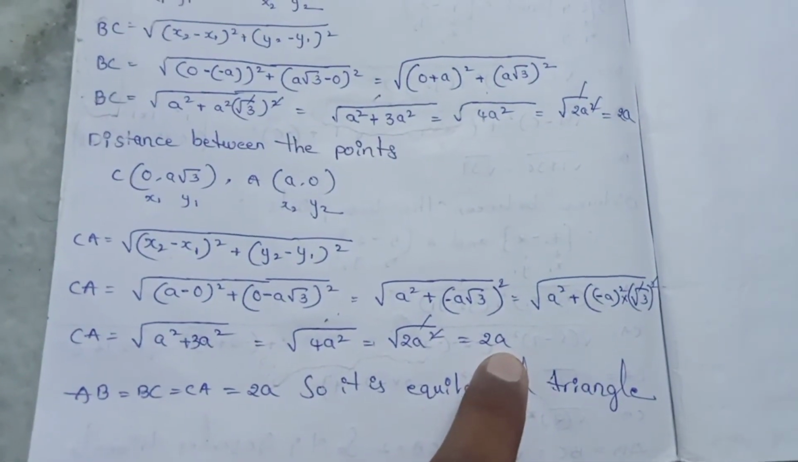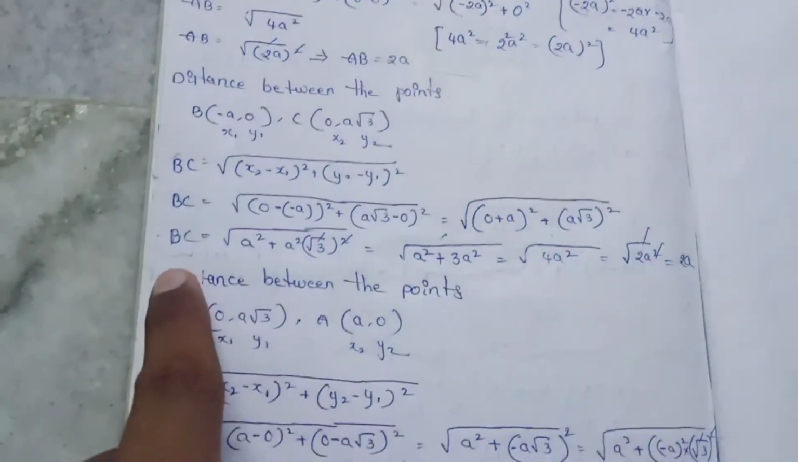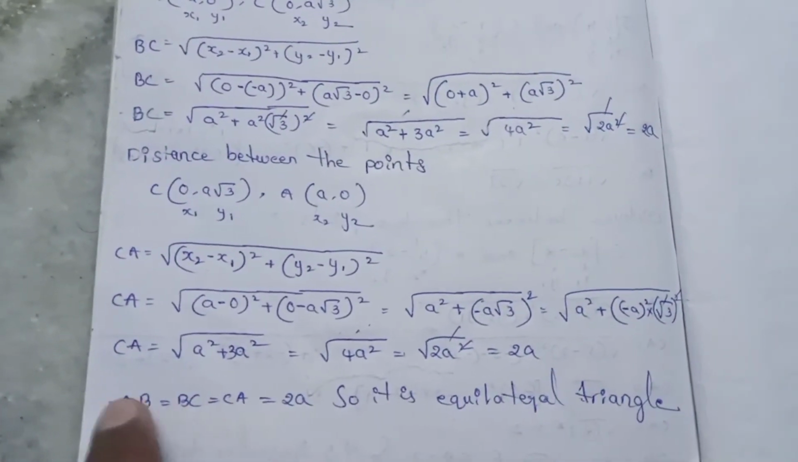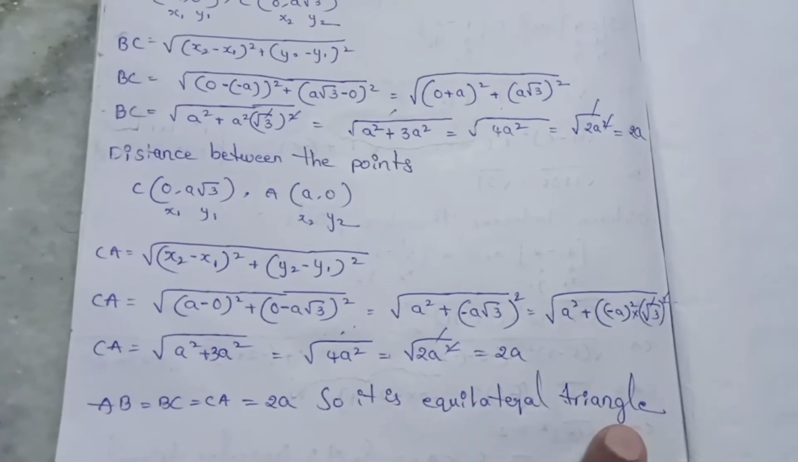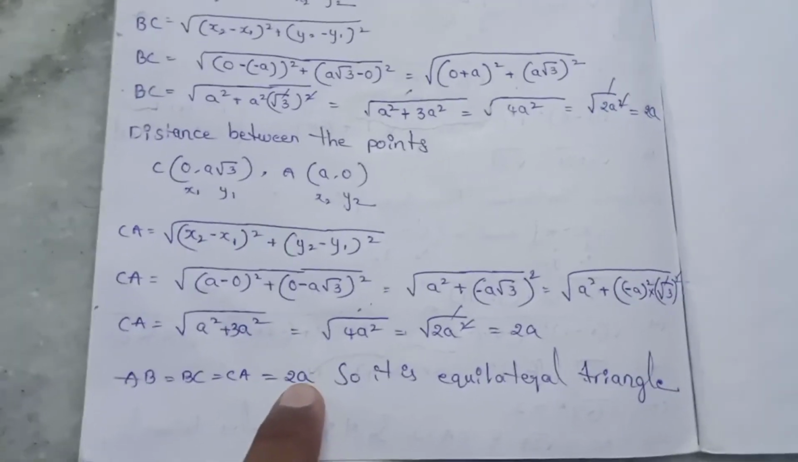Now observe these: the AB value is 2A, the BC value is 2A, and the CA value is 2A. So AB is equal to BC is equal to CA, that means 2A. So it is an equilateral triangle, that means all sides are equal here.